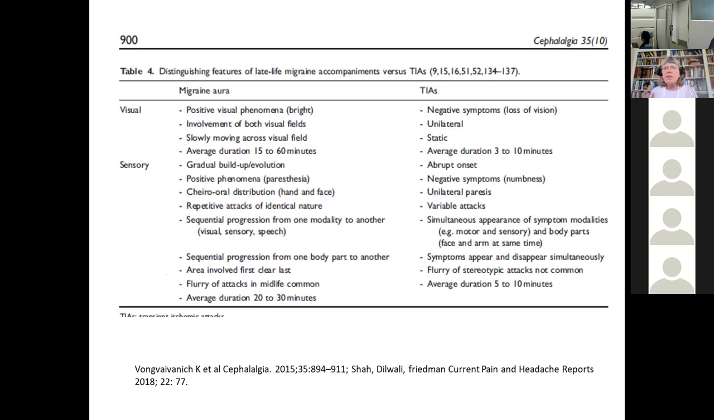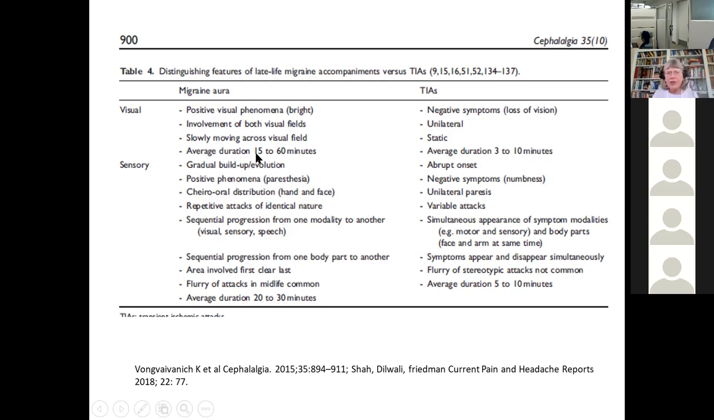So this is really important for neurologists, okay? So my migraine with aura is usually positive visual phenomenon, whereas in TIA, it's usually loss of vision, okay? Usually visual field is involved. It can be unilateral, it can be both visual fields. In TIA, it's going to be a homonymous hemianopia. This, to me, is the most important one. It starts in the center, slowly moves across the visual field, and in TIA, it's usually pretty fast in onset. It comes on and stays, and then it leaves.